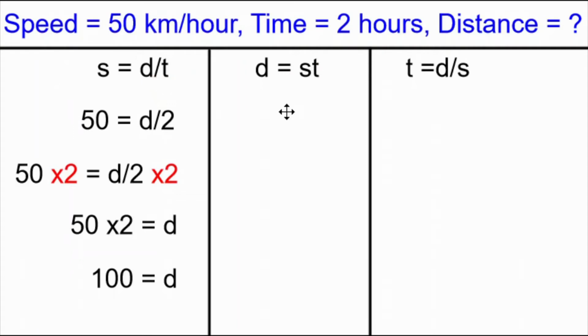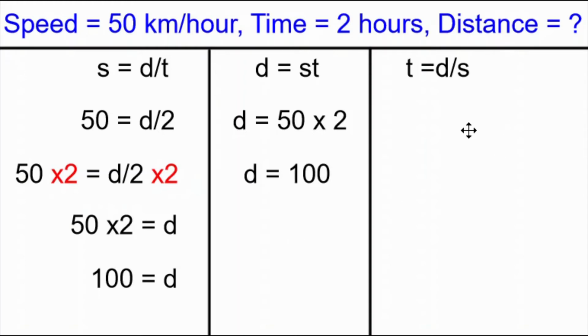With the formula in the middle, we do the same thing. We replace the s with 50, and we replace the t with 2. In this case, though, it's simpler to use, because 50 times 2 is together, and we can simplify that right away. We get d equals 100. The distance is 100 kilometers. Same answer.